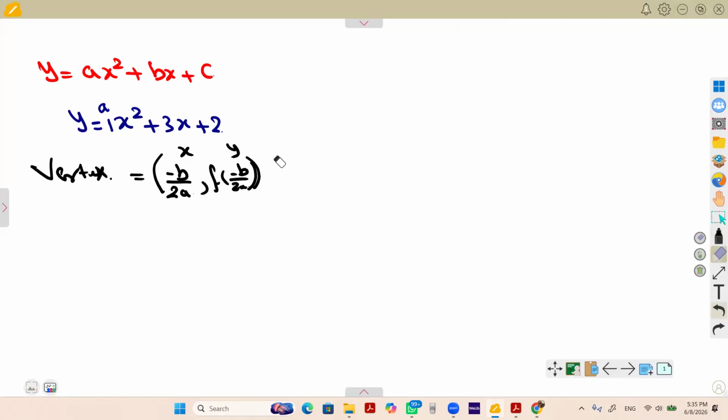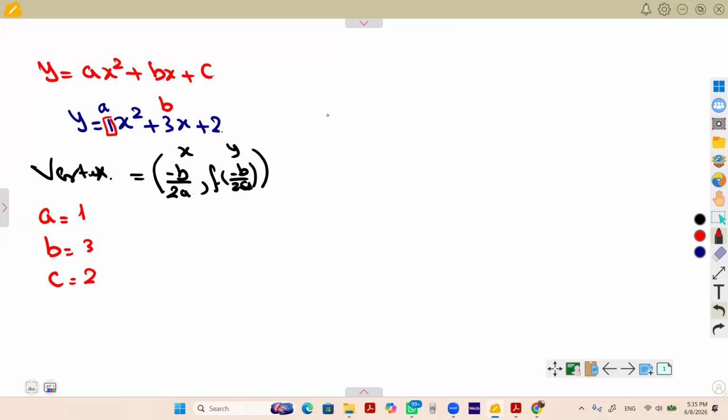Okay? Again, x is what? Negative b over 2a. And y is the function of negative b over 2a. From this function, what is a? And what is b? And what is c? A is the coefficient of x squared. Tell me, a is what? One. Good. What about b? B is 3. Good. What about c? C is 2.